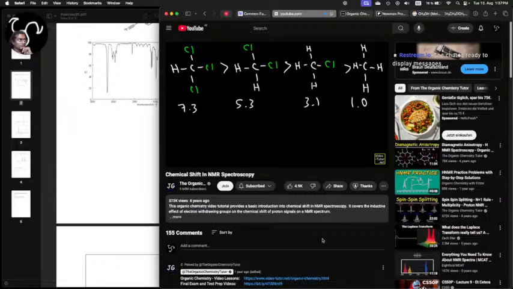So as you can see, the more halogens or the more electron withdrawing groups that you have on a carbon atom, it's going to basically pull the electrons from the carbon atom, thus making this proton de-shielded towards an external magnetic field, thus increasing the chemical shift of that proton on an NMR spectrum.